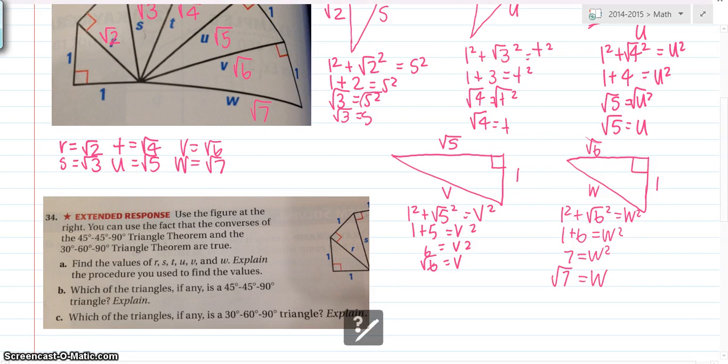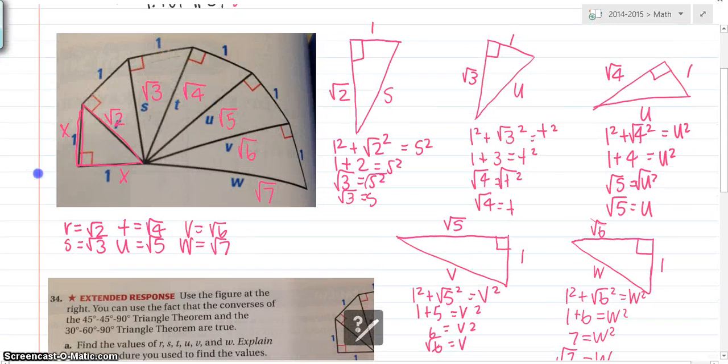To answer the questions, which one is 45-45-90, we discussed in the beginning how this first triangle would be 45-45-90, because these two angles we could call x, and then the hypotenuse is x square root of 2. So 1 times square root of 2 is x square root of 2, or square root of 2.